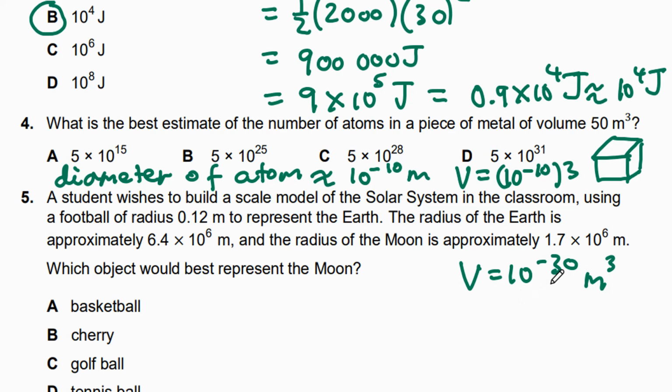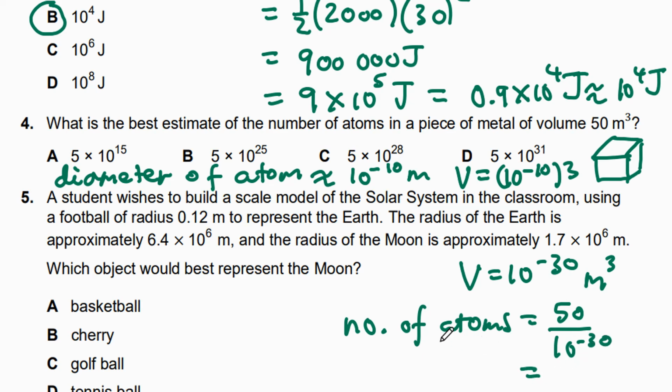So this is the estimate of the volume of one atom. We have a volume available which these atoms can occupy of 50 cubic meters. So to get the number of atoms, we'll take the volume available, which is 50, and we'll divide it by the volume of one atom. Now, on a calculator, this comes to 5 times 10 to the 31 atoms. And then, of course, the answer is D.